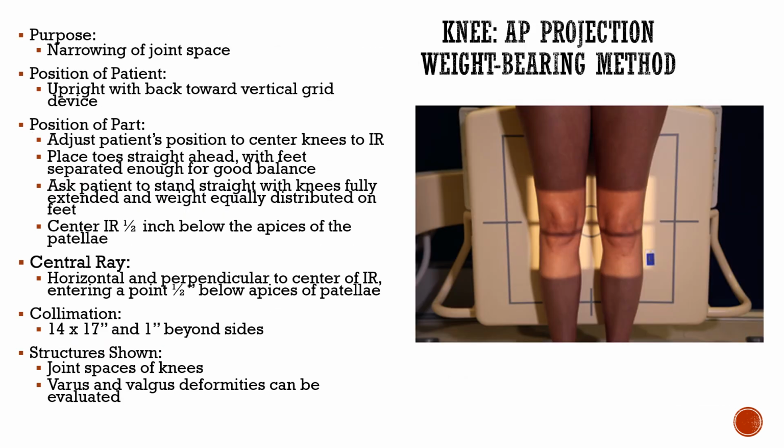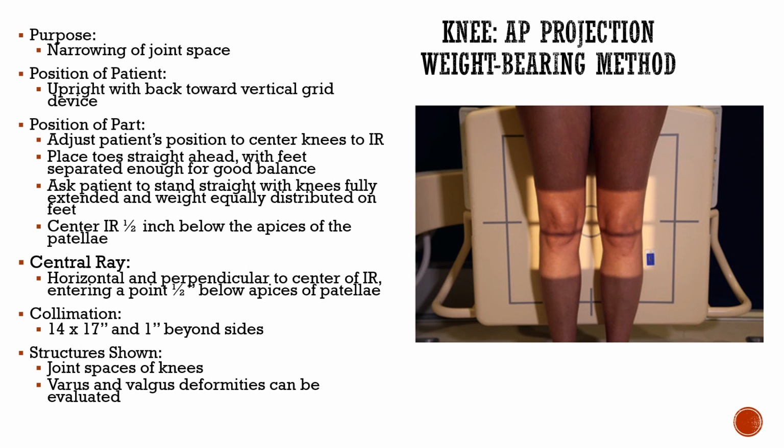On the AP projection for the weight-bearing method, the purpose is to look for narrowing of the joint spaces of one or both knees. So the patient is going to be upright with the back against the vertical grid device. We're going to adjust the patient position to center the knees to the image receptor. We want the toes straight ahead with the feet separated enough for good balance.